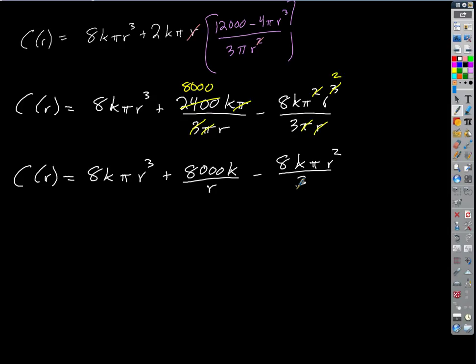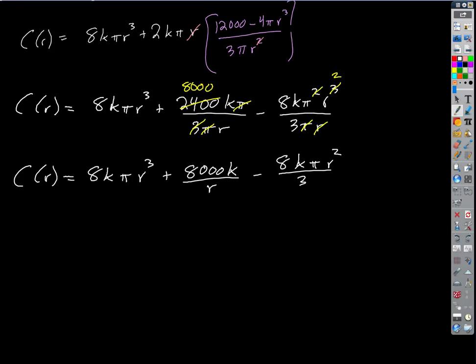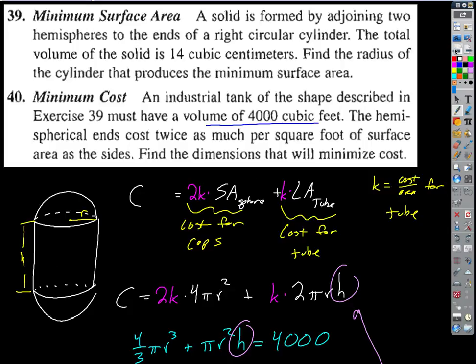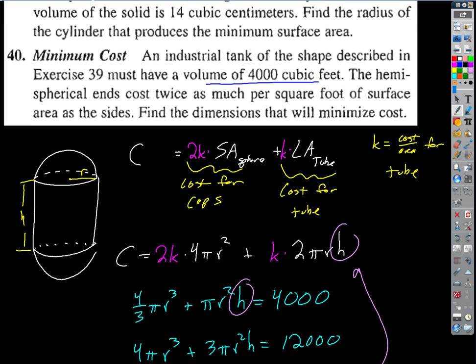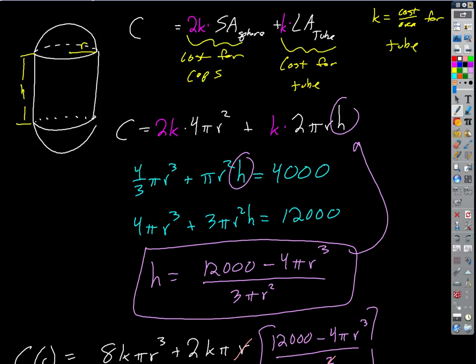Okay, so there's cost as a function of radius, right? So we got a primary equation in terms of a single variable. What's our domain going to be? Let's go back to this page over here and think about the domain. Okay, h and r are the two variables, right? So we know as r gets big, h gets small, and vice versa. Right, we can see they have an inverse relationship here.